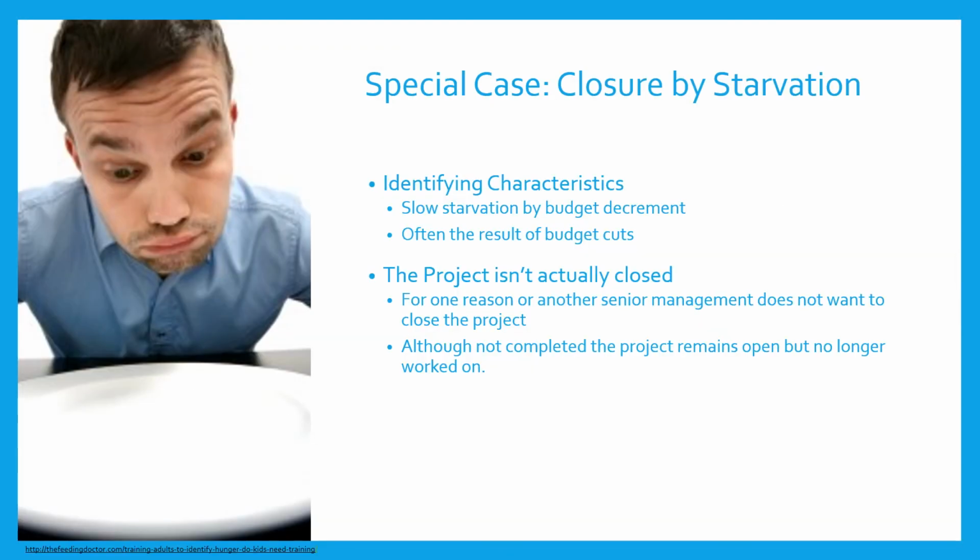The fourth type of closure is closure by starvation. This is a special case. The identifying characteristics of closure by starvation are the slow starvation of budget decrement, and this is often the result of budget cuts. In this case, the project isn't actually closed. For one reason or another, the senior management does not want to close the project and it remains open. Although not completed, the project remains open, but is no longer worked on.